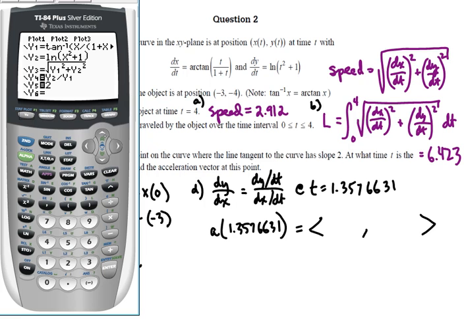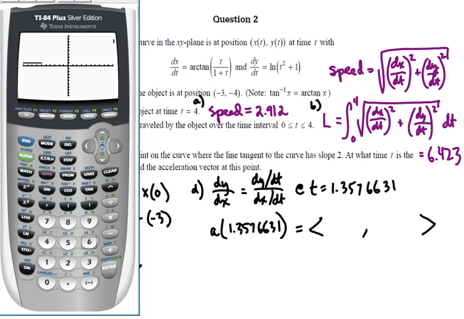So I go back to my functions, and I'm going to turn on my dx/dt and my dy/dt, and I'm going to turn off the other two functions that I have down here, and zoom, standard, and I have my two functions there. Now what I need are not the values of these functions at 1.357, etc. That would give me the velocity vector. What I need, though, is the derivatives or the slopes of those curves at that point in time, and that will give me the acceleration vector.